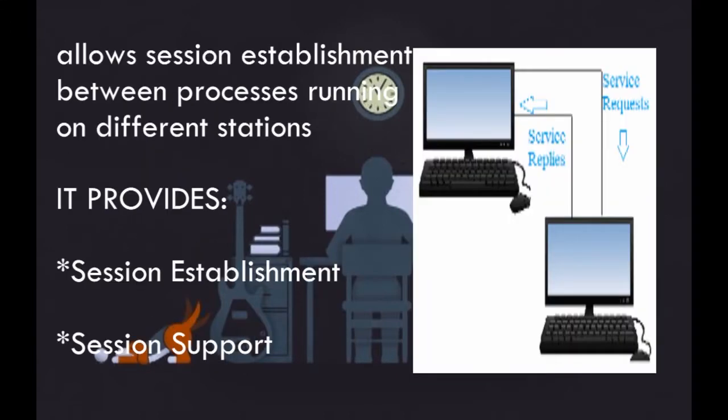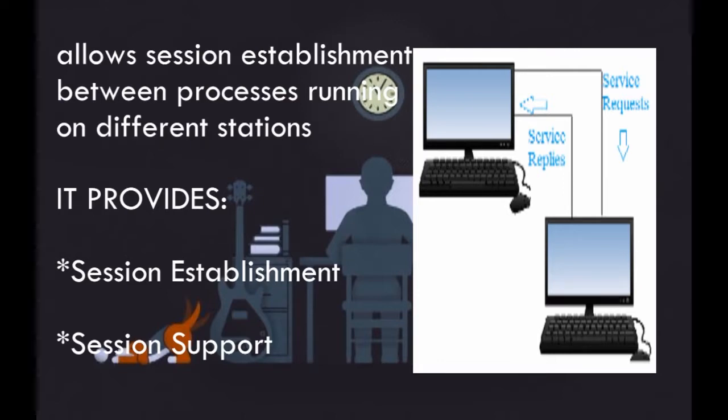Functions. The functions of the session layer. The session layer allows session establishment between processes running on different stations. It provides session establishment, maintenance, and termination. It allows two application processes on different machines to establish, use, and terminate a connection called a session. Session support performs the functions that allow the processes to communicate over the network, performing security, name recognition, logging, and so on.